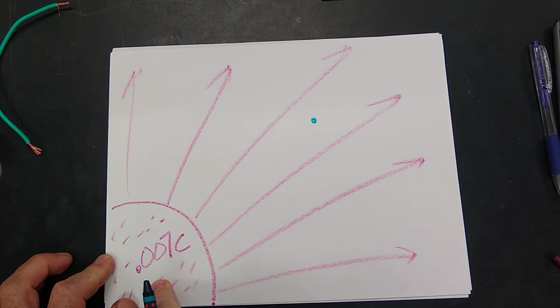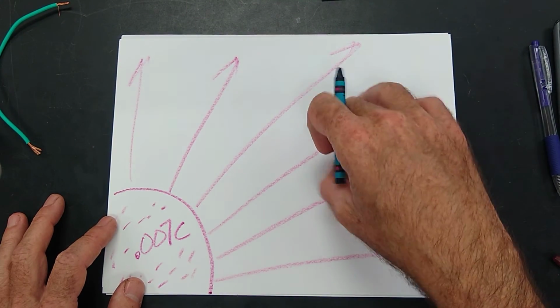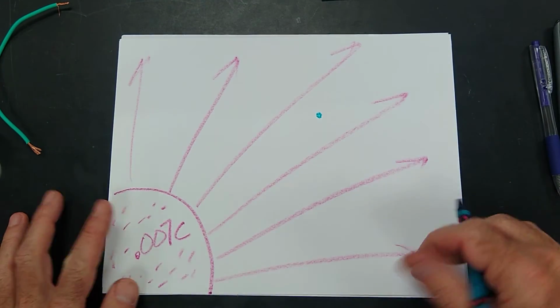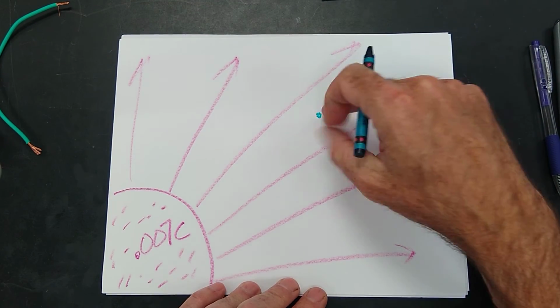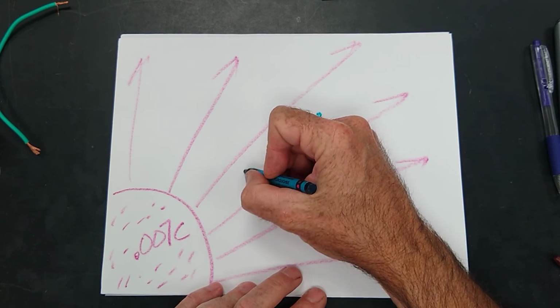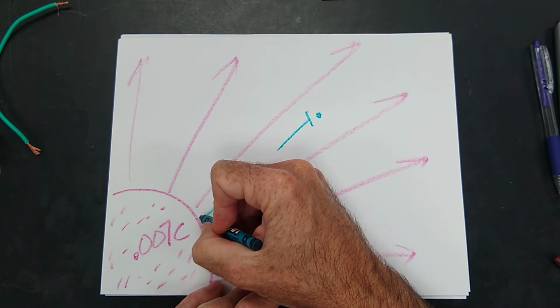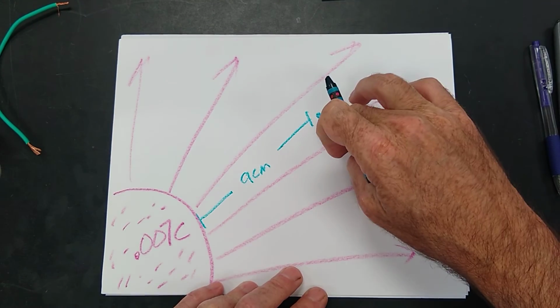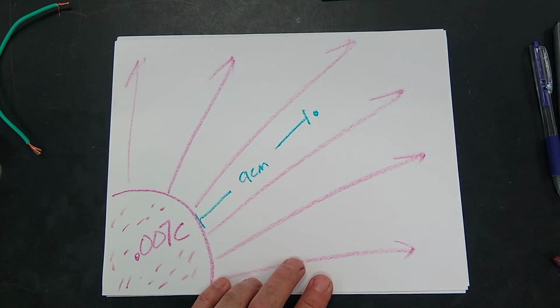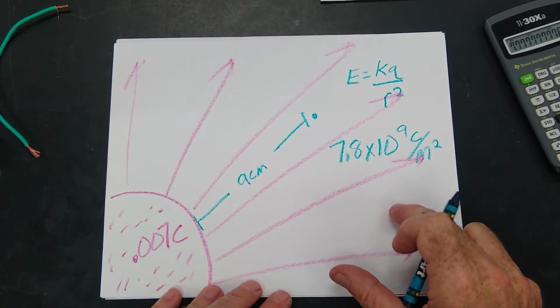This is a 0.007 Coulomb charge, and this is like a little electron or a proton out here in the electric field. What is the electric field intensity if we are 9 centimeters away from this charge? What is the electric field intensity right here? It is 7.8 times 10 to the 9th newtons per coulomb.